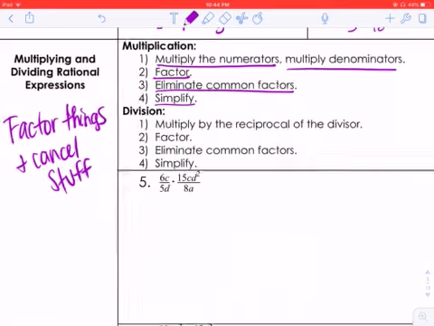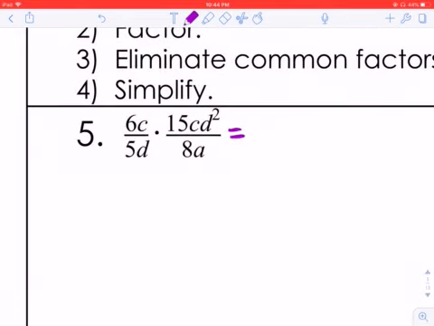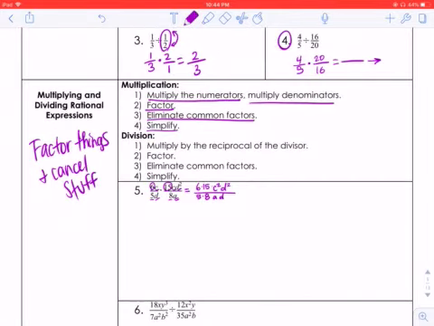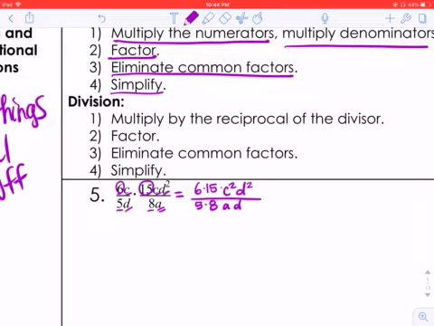So if I look at this one here, this is 6 times 15, so that's the 6 and the 15. I have two c's, that's c squared and d squared. So I have that on the top there. And then I have 5 and 8. And then I have an A and a D. So I multiplied my numerators. That's good. The next step is to factor.